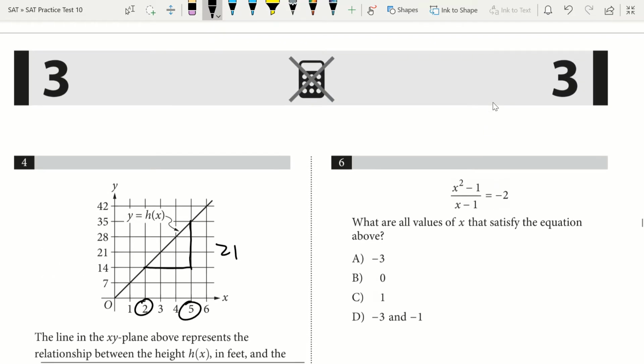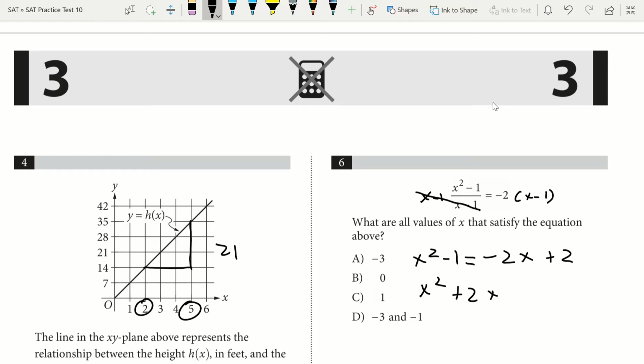Question 6. What are all the values of x that satisfy the equation above? I'm going to multiply each side by x minus 1. Negative 2 times x will give me negative 2x, and then negative 2 times negative 1 will give me positive 2. And that will all equal x squared minus 1. Now I'm going to go ahead and get it all on one side. So I'm going to get x squared, add 2x to each side, and then subtract 2 from each side. Negative 1 minus 2 will give me negative 3. Set it equal to 0.